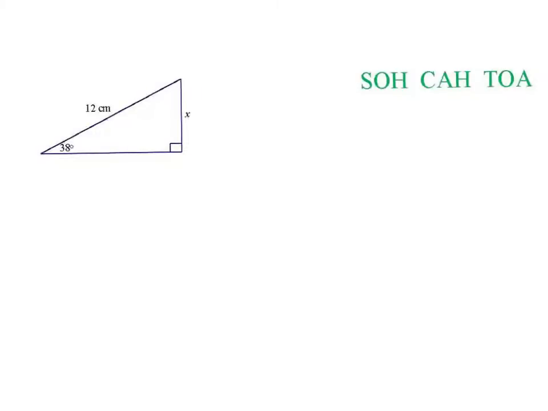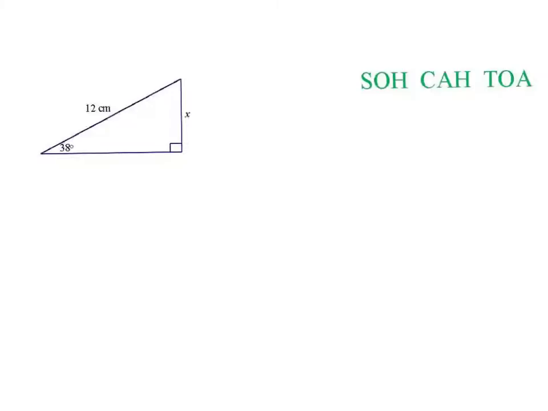Here's a right triangle for us to solve. We have an angle of 38 degrees. The hypotenuse of the triangle is 12 centimeters, and here we have a side that we're trying to find. Our first job is to decide whether we want to use sine, cosine, or tangent. So let's identify the sides with their special words. This is the hypotenuse, and this side is opposite the 38 degrees. So the ratio that uses opposite and hypotenuse is sine. So this is a sine problem.